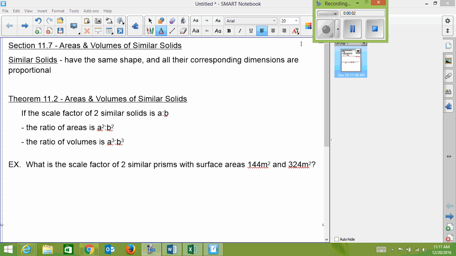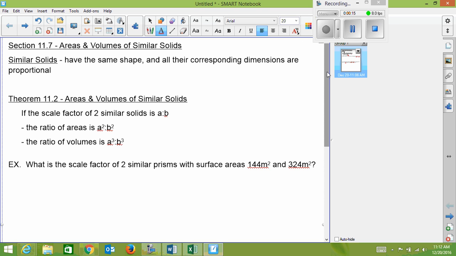Hello and welcome to section 11.7, which is on the areas and volumes of similar solids. So similar solids have to have the same shape, and all their corresponding dimensions have to be proportional, otherwise they're not similar. Theorem 11.2 is the theorem that tells us the formulas we're going to use.